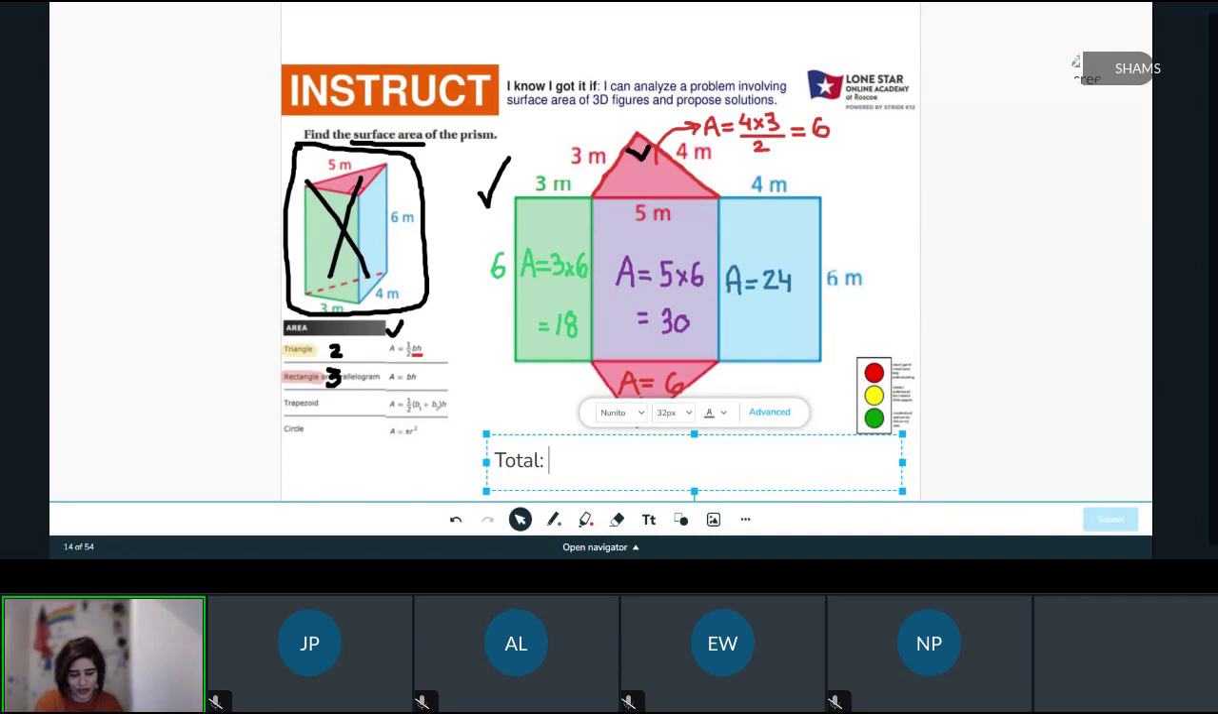Total. So we have two triangles and each is 6. Then we have 3 rectangles, 18, 30, and 24. Did anybody find the total?